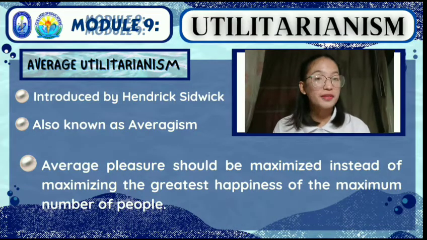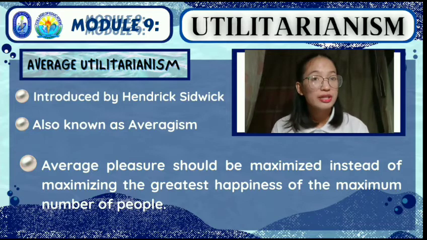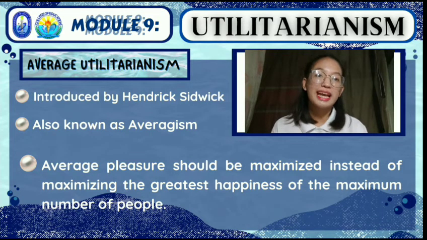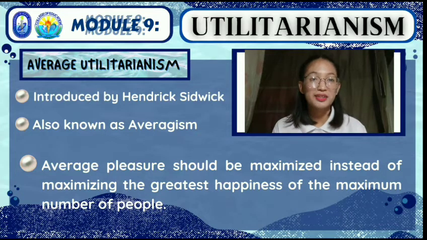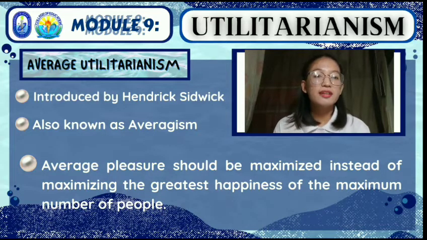The last kind of utilitarianism is what we call average utilitarianism, which is introduced by Henry Sidgwick. Average utilitarianism is also known as averagism. According to average utilitarianism, instead of concerning the maximum pleasure of the maximum number of people concerned, average pleasure should instead be maximized. In simpler words, Sidgwick values the maximization of average pleasure or average utility among people instead of the greatest happiness of the greatest number of people.